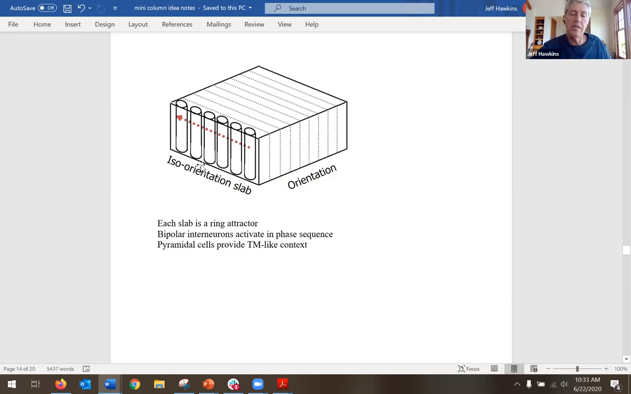But I've come to actually like this idea a lot. I think there are some real things, and I'm not going to go through why at the moment. But one thing you do is you end up with many fewer 1D grid cell modules, but now you have the possibility of using the pyramidal cells in each thing here to provide a sort of temporal memory-like context. So if there are 10 cells in layer 3 or layer 5, for example, I could selectively activate one or two to basically pick a context layer, in the same way temporal memory works.